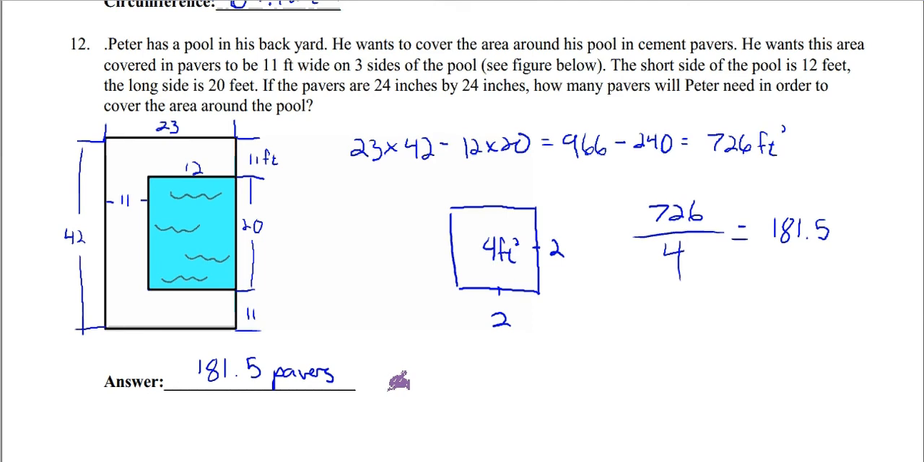are needed, right? So that comes from finding the area of this weird shape here, this C shape, and then figuring that we only need a fourth as many pavers as we have square feet, and so we divide it into sections of 4 to figure out how many pavers we need, and we only needed 181.5.